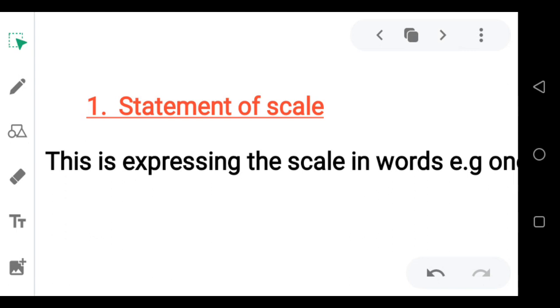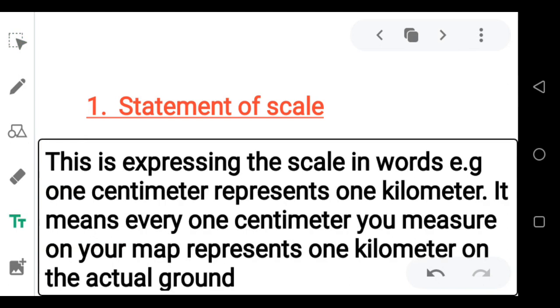Statement of scale. This is expressing the scale in words. When we express the scale in words, e.g., 1 centimeter represents 1 kilometer. It means every 1 centimeter you measure on your map represents 1 kilometer on the actual ground from where the map was drawn.